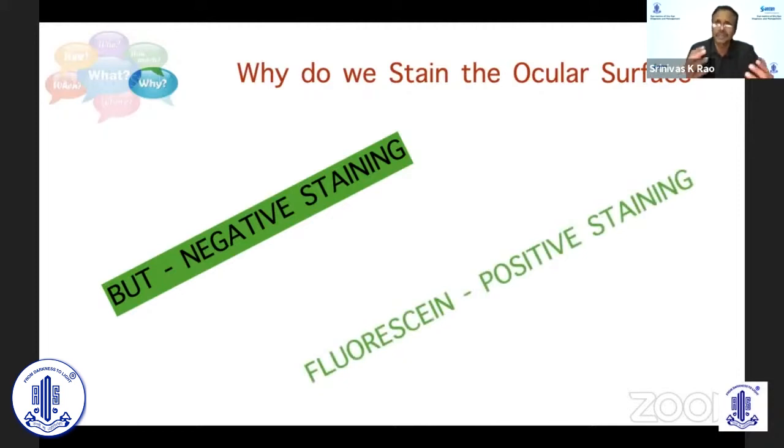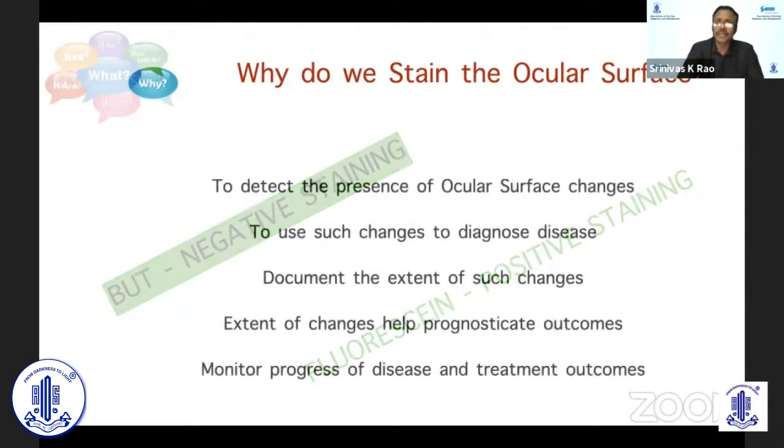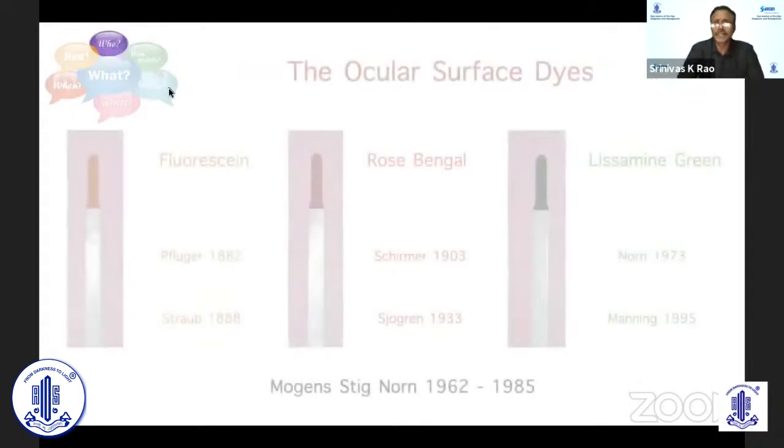So what do we do when we actually see fluorescein staining the ocular surface, and how do we assess its impact? So the reasons for staining would be to detect the presence of ocular surface changes, use these changes that we detect to diagnose different types of ocular surface disease, document its extent, and use this documentation to help prognosticate the disease when we talk to the patient. And after we start treatment, follow up the surface to see whether it's getting better or worse using these very same changes.